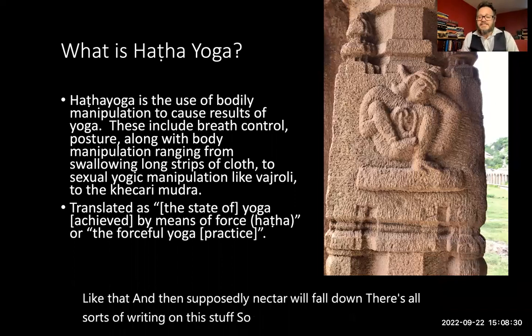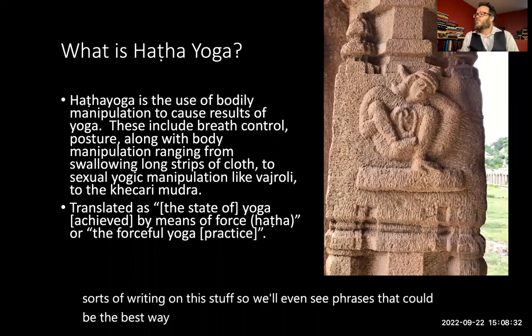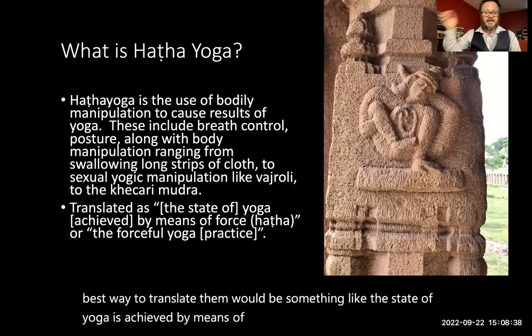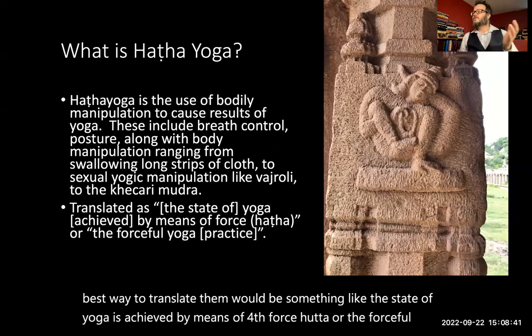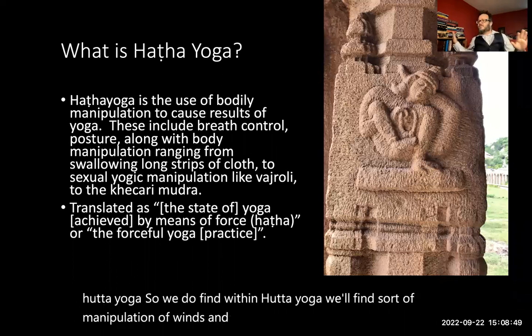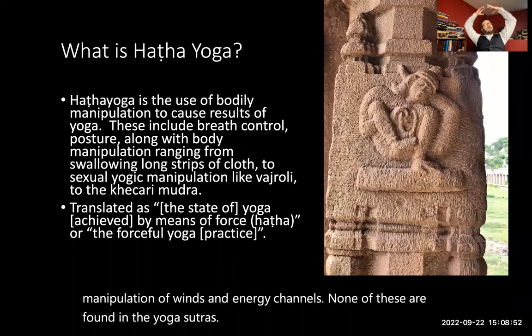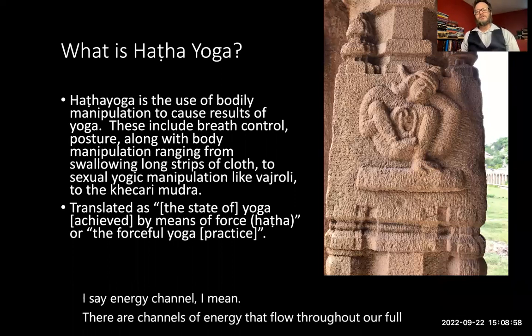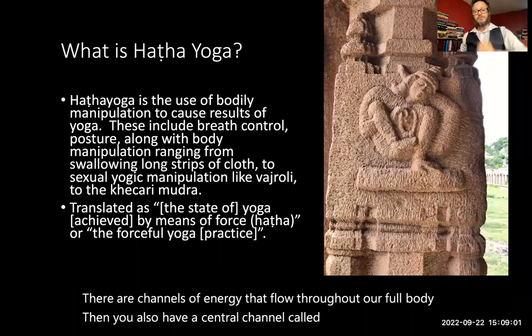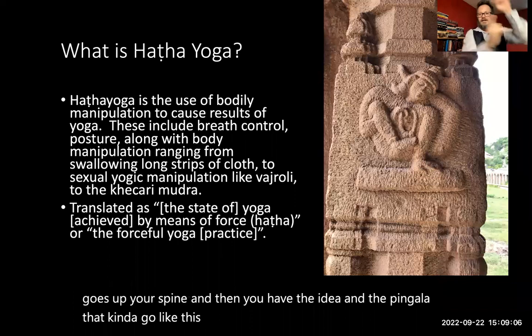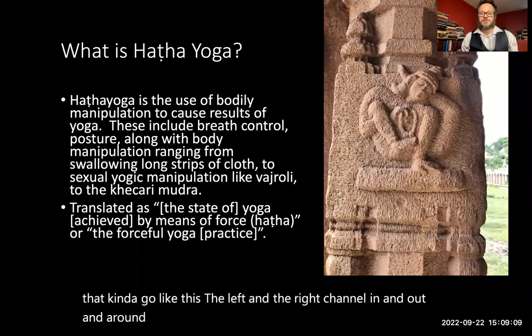So we'll even see phrases that the best way to translate would be something like: the state of yoga is achieved by means of force, hatha, or the forceful yoga, Hatha Yoga. So within Hatha Yoga, we find manipulation of winds and energy channels. None of these are found in the Yoga Sutras. When I say energy channel, I mean there are channels of energy that flow throughout our full body. Then you also have a central channel called the Sushumna that goes up your spine. And then you have the Ida and the Pingala that go like this, the left and the right channel in and out and around the Sushumna, the central channel.